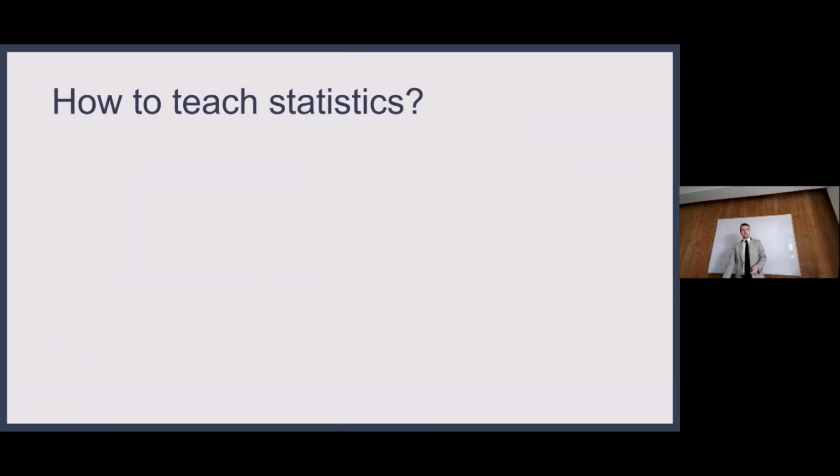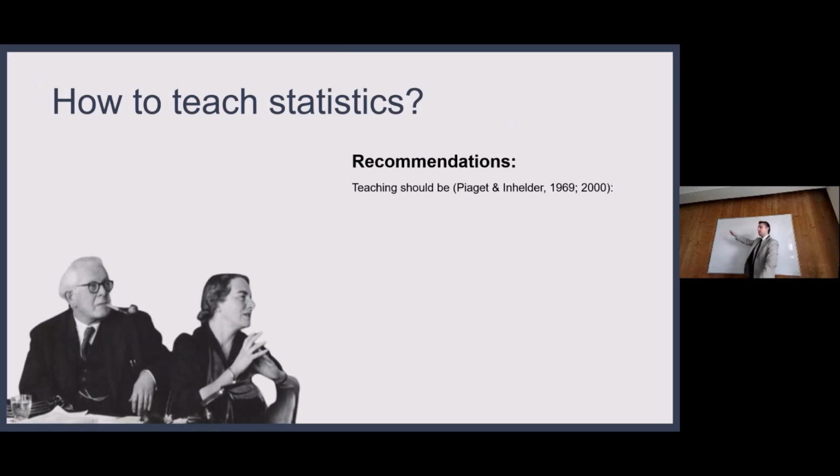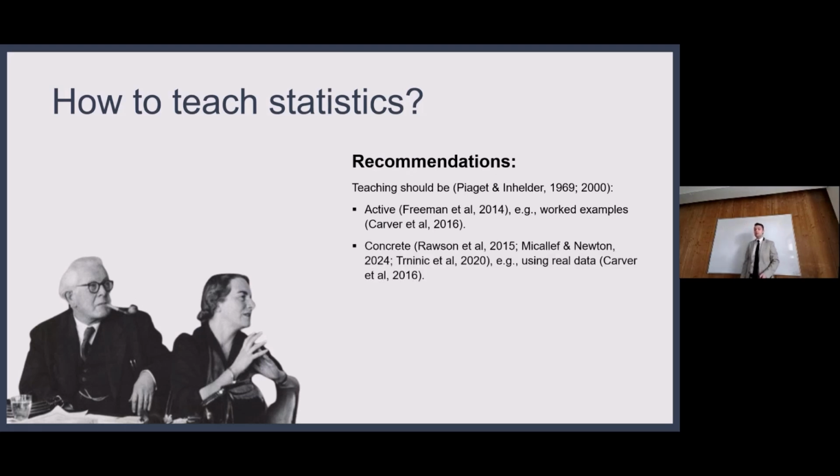So what's the recommendations for teaching statistics? Well, the good news here is that some of the early statistics education researchers were also researching, well, education in general. They were studying this constructivist model. What we're seeing here is Jean Piaget, developmental psychologist, and also his collaborator Barbel Inhelder. And the recommendation is that teaching should be active, using worked examples, calculations to get students to do statistics, and it should be concrete, using real data, real examples.